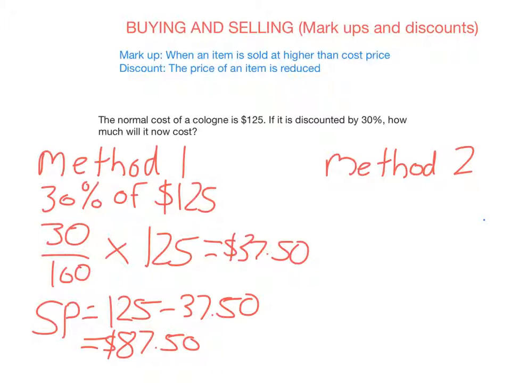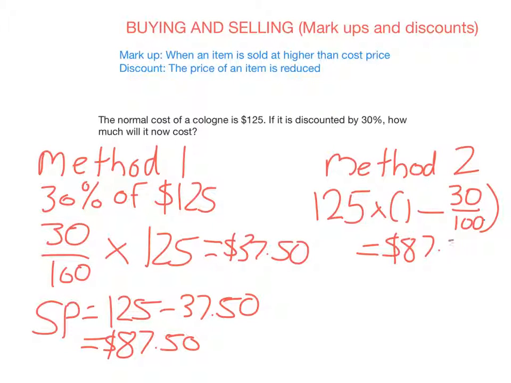Method two, again, it is probably a little harder to understand, but it's less actual work that you have to do. So I'm going to take my original price. Now, I want to discount it by 30%, so I times by 1 minus. The minus is there because I'm discounting. 1 minus 30%, or 30 over 100. If you put that in your calculator, exact same answer. $87.50. All right, there's one more short example I'm going to do for green students.